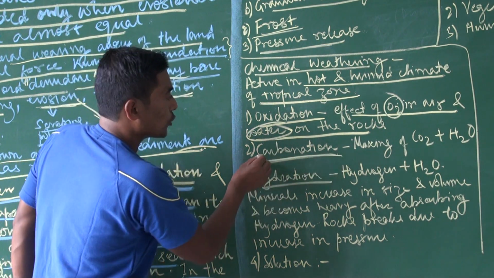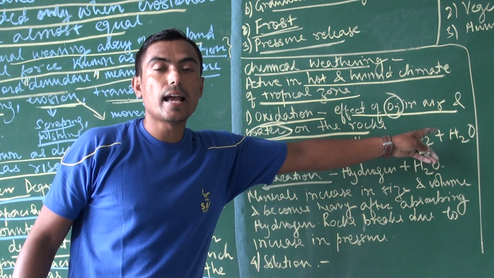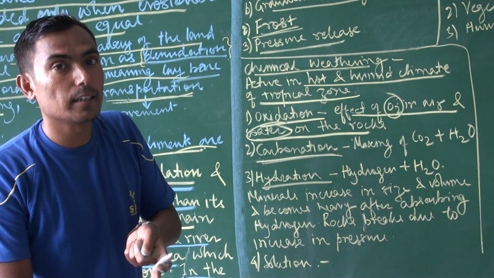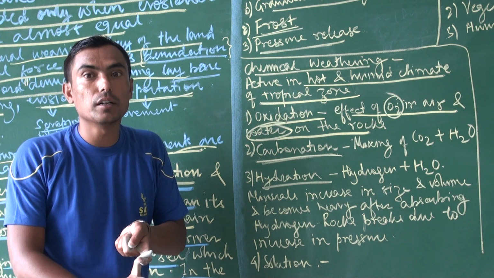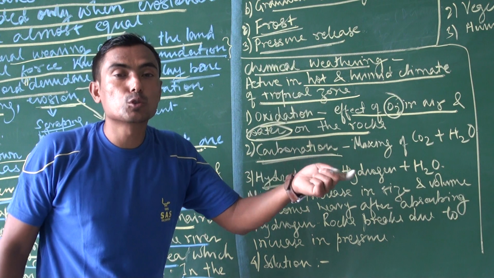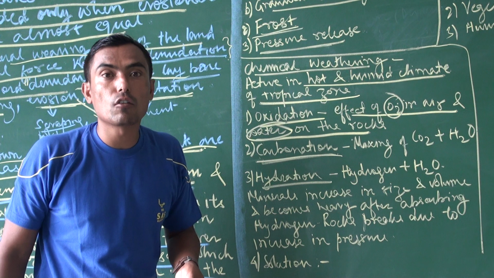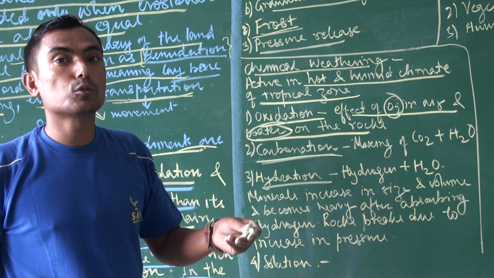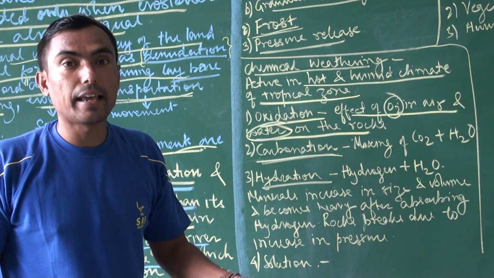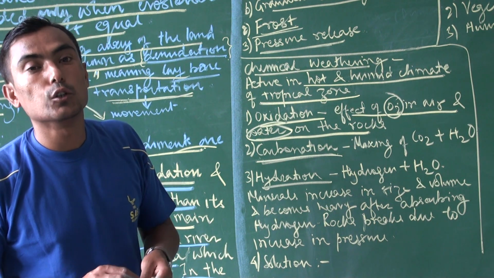Next is carbonation. Carbonation means the mixing of carbon dioxide and water. When carbon dioxide and water mix, it becomes acidic in nature, especially affecting limestones, because limestones dissolve in water. As the limestone dissolves in water, it results in the formation of underground caves, especially found in Yugoslavia.